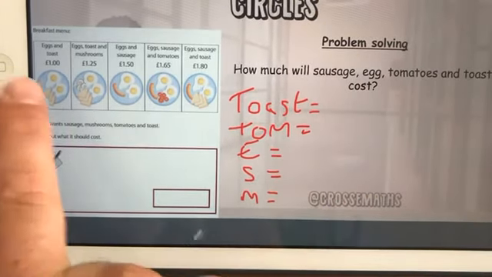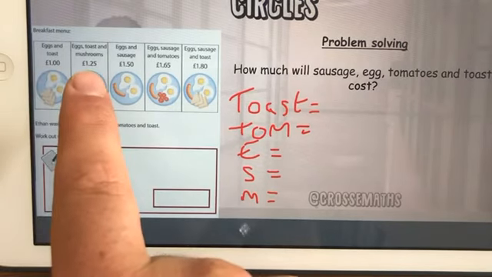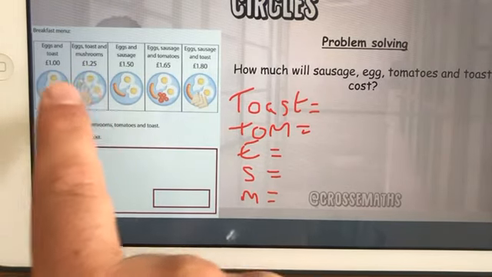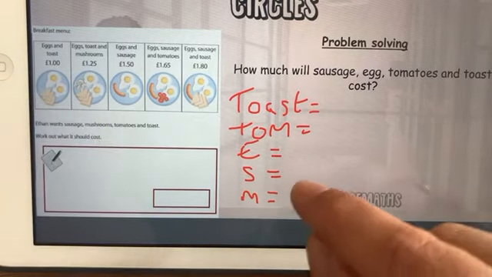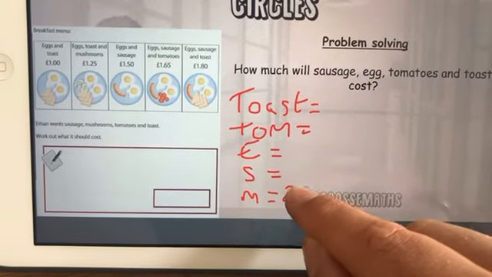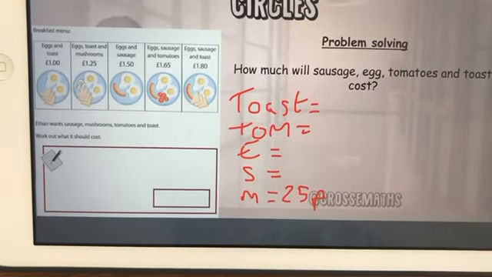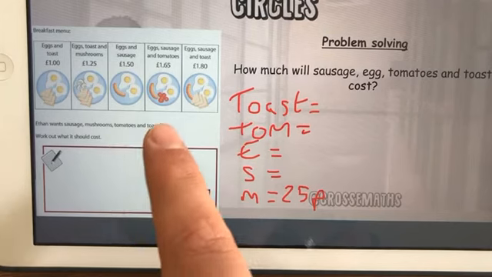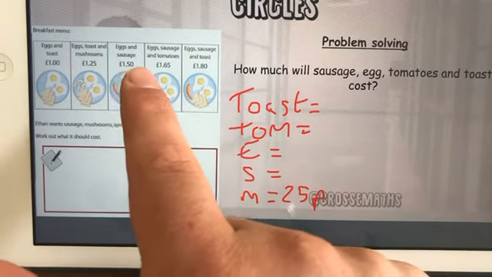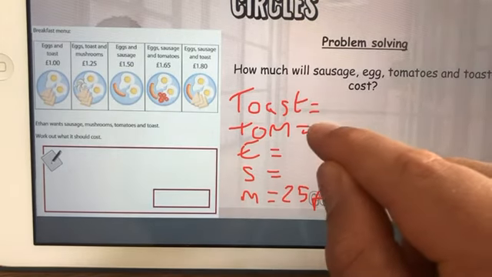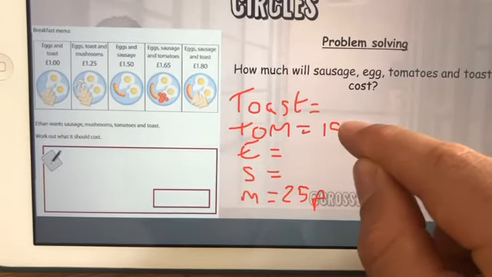Now, if you look at the first two, I've got eggs and toast and eggs, toast and mushrooms. Okay, look at the difference in the price. It goes up by 25p, and the only thing that's added is mushrooms. So comparing those two, you can see mushrooms have been added, so they must cost 25p, if that's how much the price has gone up. Compare some other ones now. I've got eggs and sausage, and tomatoes. That one has gone up by 15p. The only thing they've added is tomatoes, so that must cost 15p.